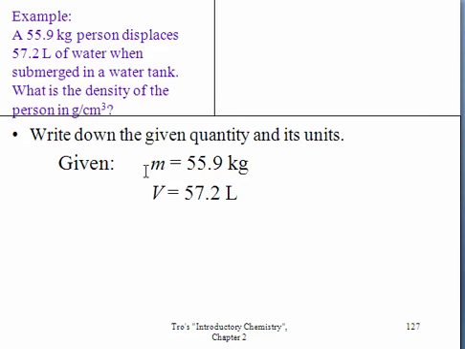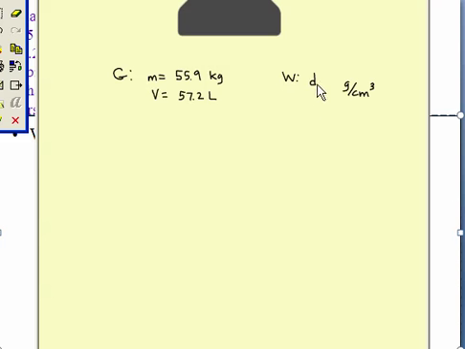Okay, so the first thing we want to do is write down our given quantity and our units. We're given mass, we're given volume, and then we write down what we want. We want our density in grams per centimeter cubed. Now we know to get density, we're going to divide our mass by our volume. But if we take the mass that we're given here and the volume and divide them, we won't have the units that we want. So I'm going to take my mass and convert it to grams, and then the volume and convert it to centimeters cubed.